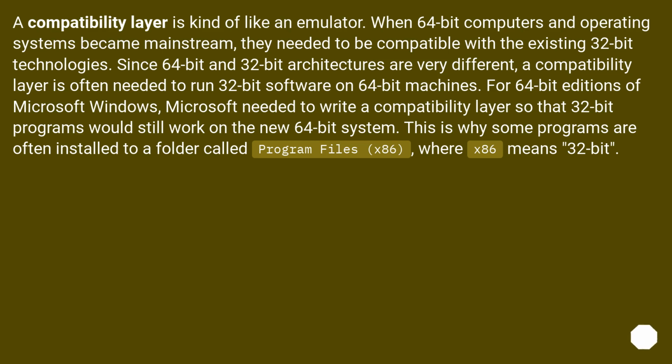A compatibility layer is kind of like an emulator. When 64-bit computers and operating systems became mainstream, they needed to be compatible with the existing 32-bit technologies. Since 64-bit and 32-bit architectures are very different, a compatibility layer is often needed to run 32-bit software on 64-bit machines. For 64-bit editions of Microsoft Windows, Microsoft needed to write a compatibility layer so that 32-bit programs would still work on the new 64-bit system. This is why some programs are often installed to a folder called Program Files (x86), where x86 means 32-bit.